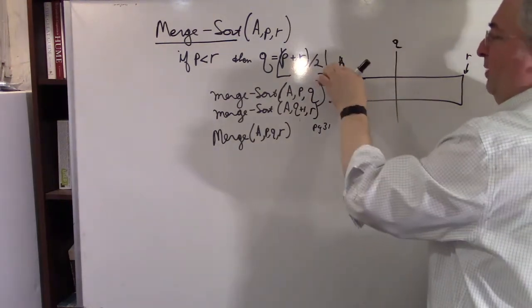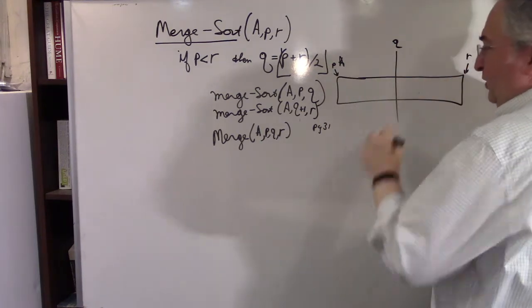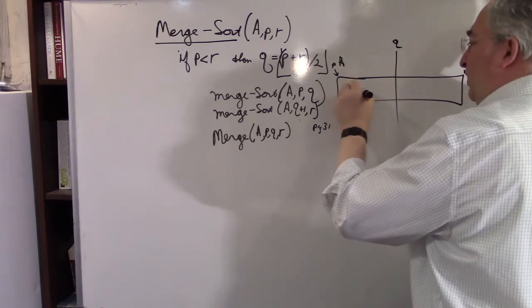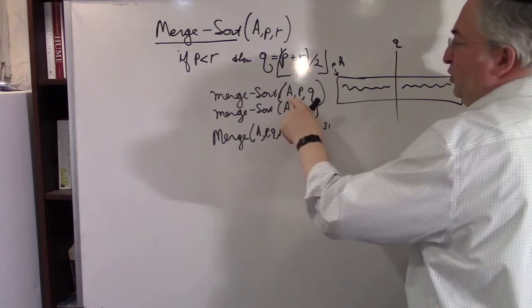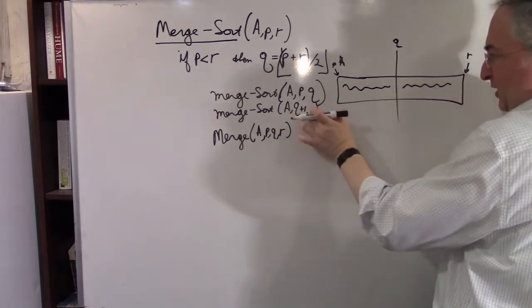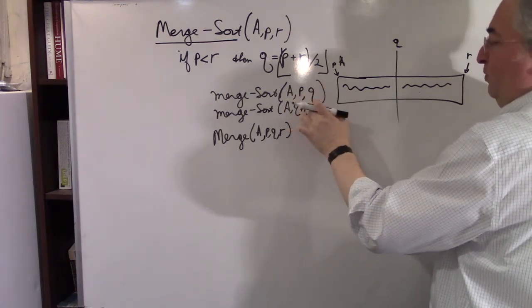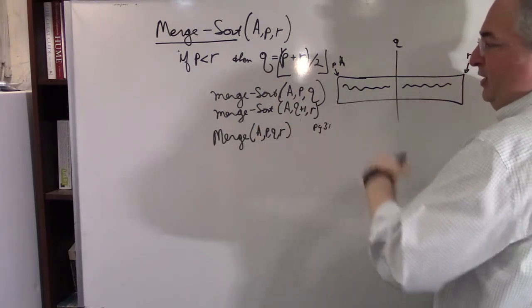And you see here, P is the beginning, Q is the middle, R is the end. Then what do you do? Now you have two arrays, the first part and the second part. Here's what you do. You sort the first part, then you sort the second part. That's this line, from P to Q, and then from Q plus 1 to R, that's the second part. And then you merge them together, and you keep on doing it.